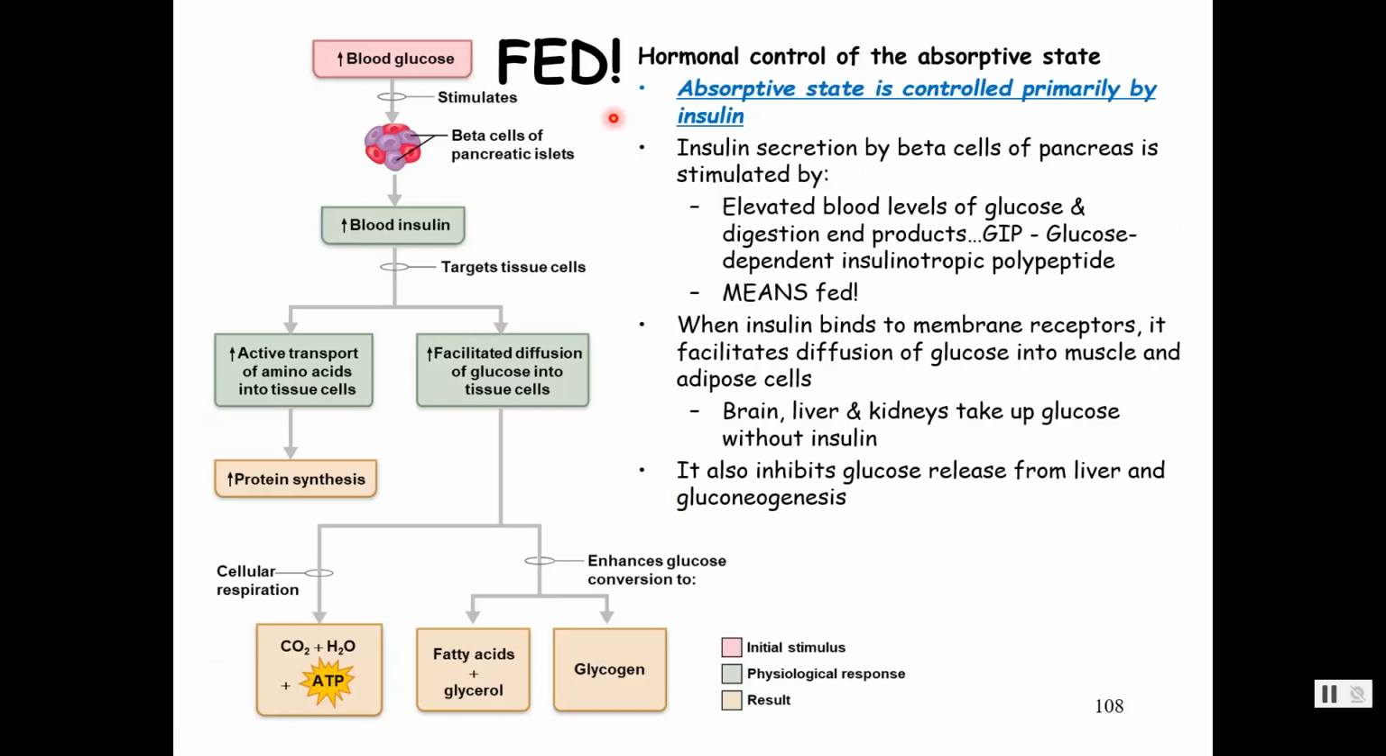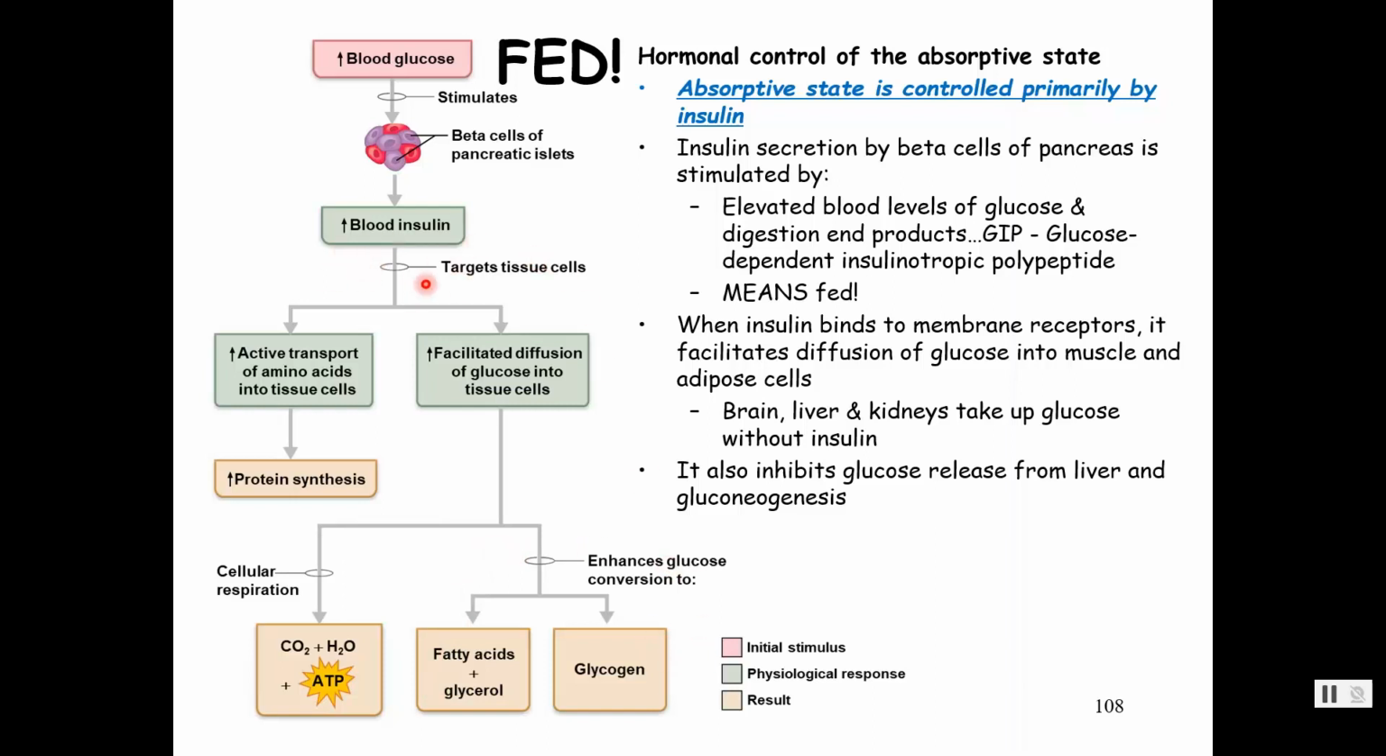The hormone that's going to rule the absorptive state is insulin. When we have high blood glucose because we've just eaten a meal, those beta cells are going to increase insulin. Its target is going to be the tissues. It's going to facilitate diffusion of glucose into the cells, which once again can be used to make energy. If it's an adipocyte, we're going to store that as fatty acids and glycerol, or the liver and skeletal muscles can make glycogen.